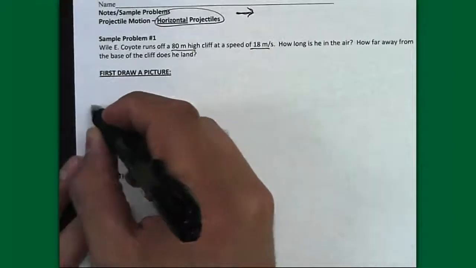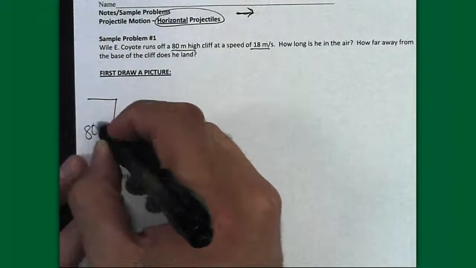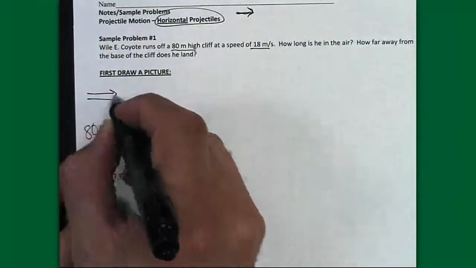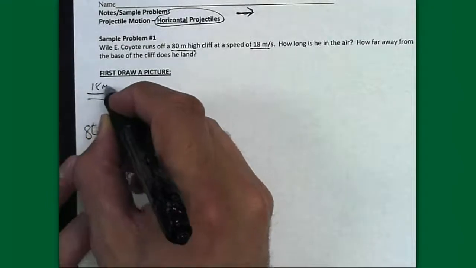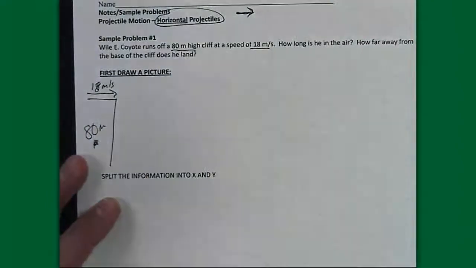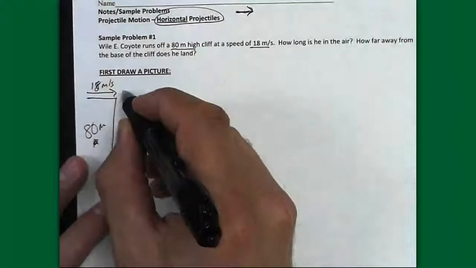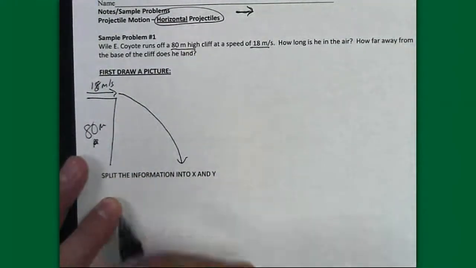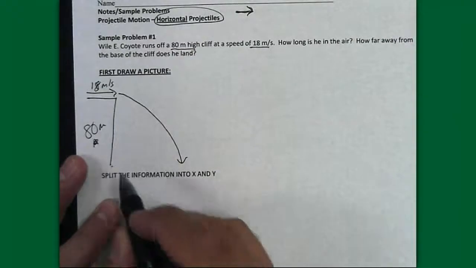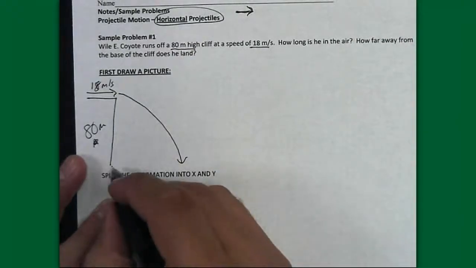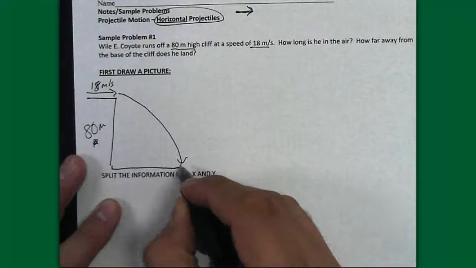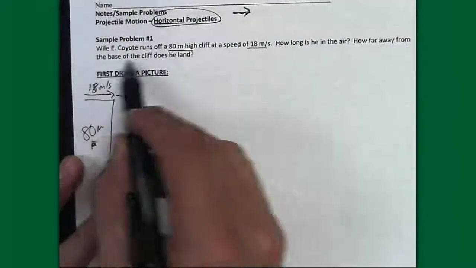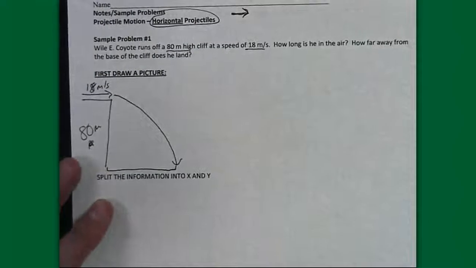a picture. So I'm going to draw the cliff. It's 80 meters high, and he's running off the edge of it at 18 meters per second. When he does that, he will come to the ground. He'll take that sort of path, and we want to know how far from the base of the cliff he lands, and also how long he's in the air.